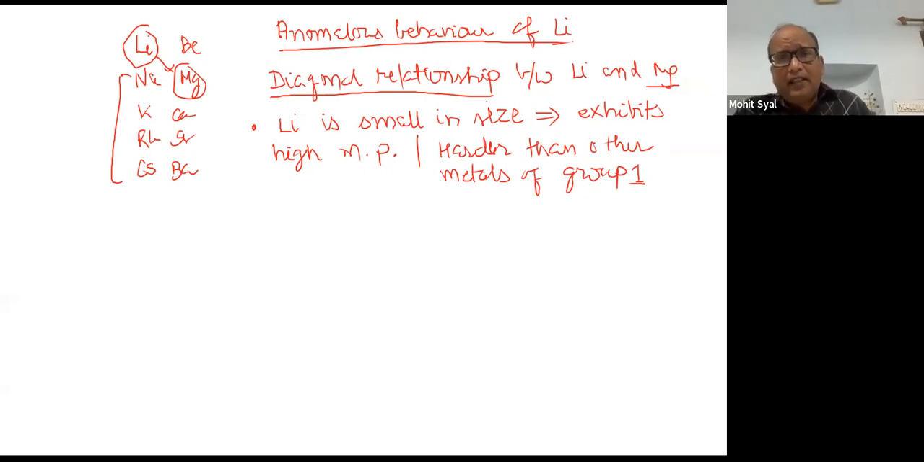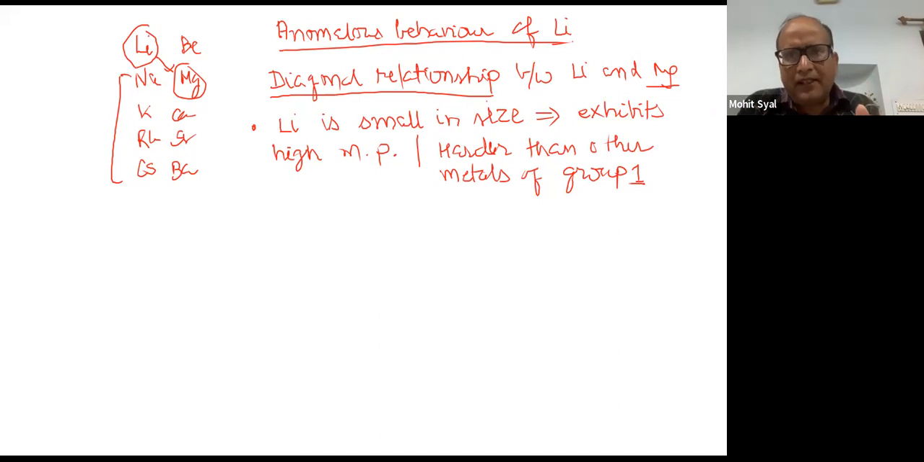The reason is very clear. With the size being small, and because of the small size, the atoms are going to attract each other more strongly, and so it will have a strong metallic bond. If the metallic bond is strong, then you can explain all these properties, right? It will have a higher melting point, meaning they will not melt easily. They are harder. Okay, it is harder in nature, while other alkali metals are very soft.